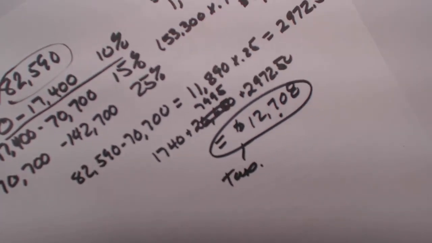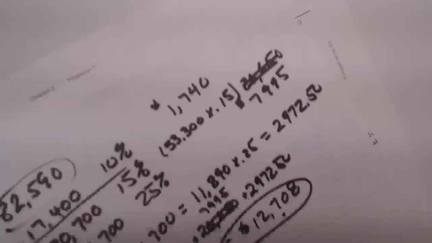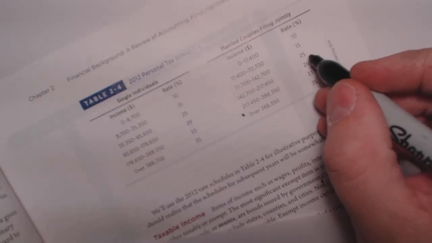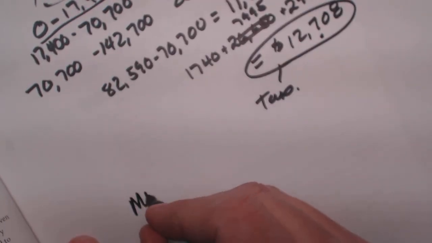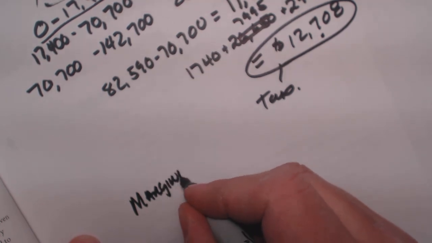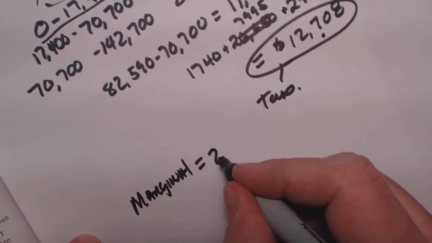Well, the marginal tax rate happens to be the last tax category. So if you check out this in the textbook, it's 25%. So marginal tax is 25%.